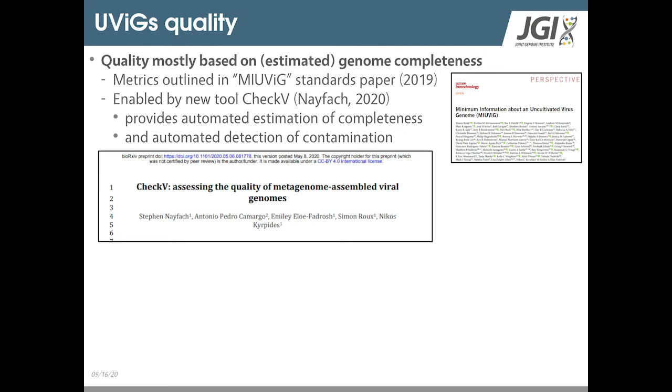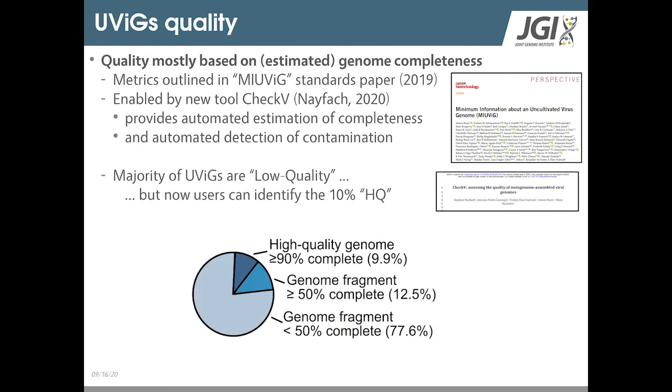We did that for IMG/VR, again, the 2.3 million sequences. As you could expect, most of them came up as what we call genome fragments, less than 50% complete. So basically, you have half of your genome in your sequence. So not that useful, maybe, depends on your application, but not the most useful ever. Then you have a small portion that is between 50 and 90%, and you have this 10% here, or nearly 10%, that are these high quality genomes.